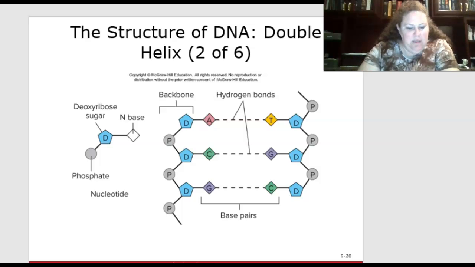And so this would be a picture of your double helix structure, and this is figure 9.5. So this is a simplified structure of DNA where nucleotides stack together to form two opposing strands that are held together by hydrogen bonds here in the middle between the base pairs.